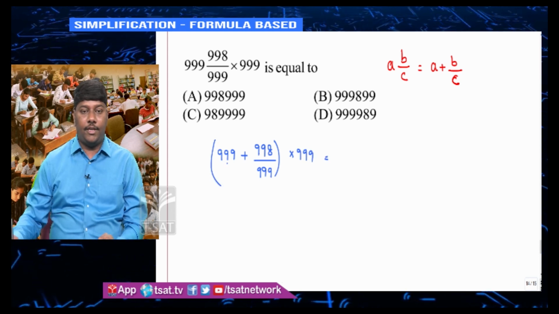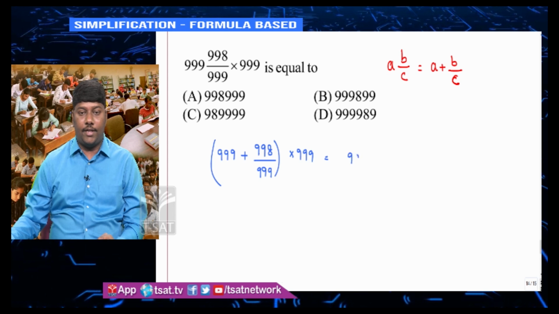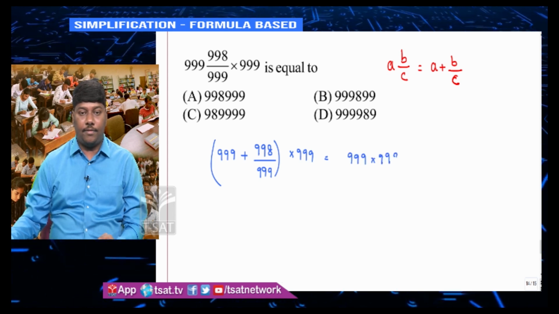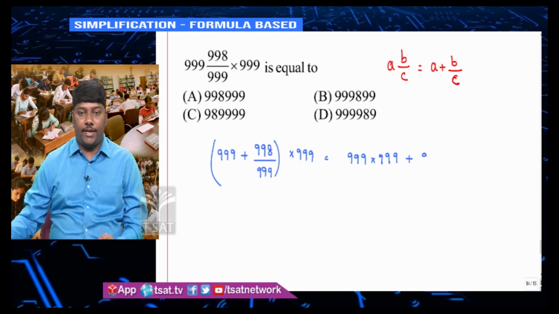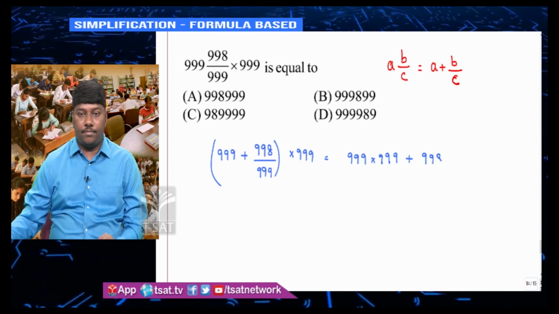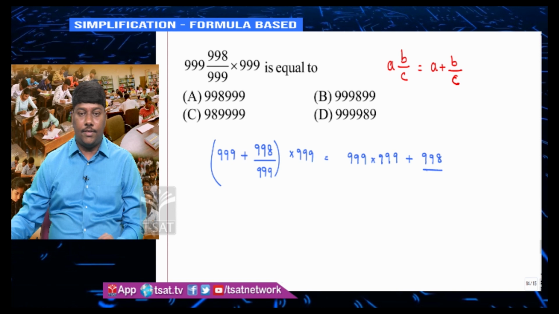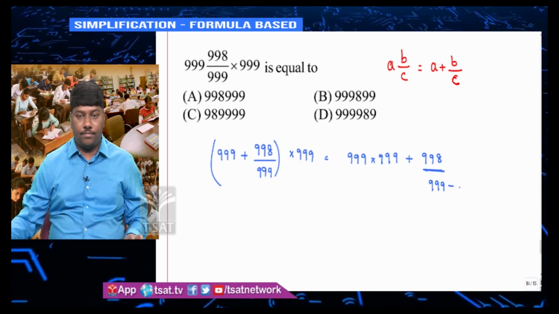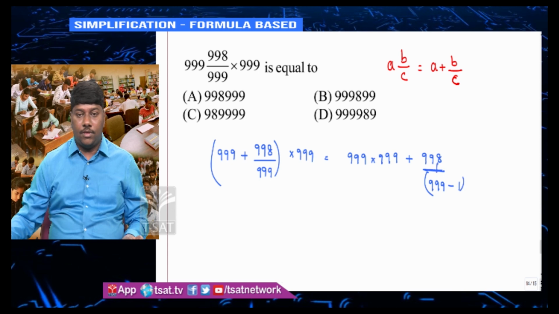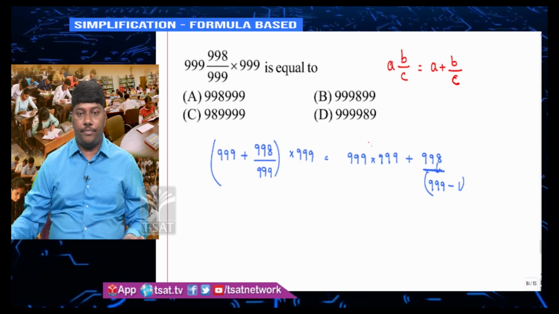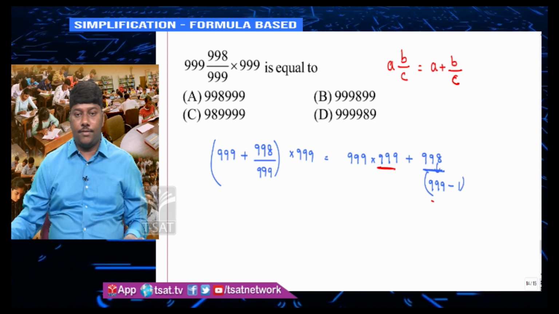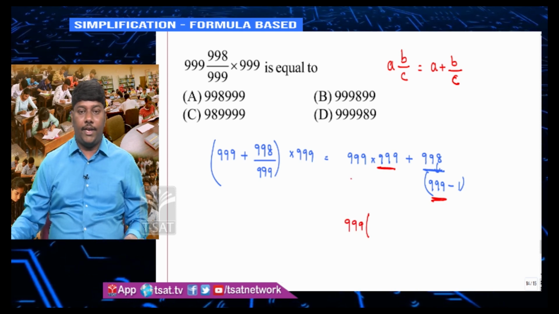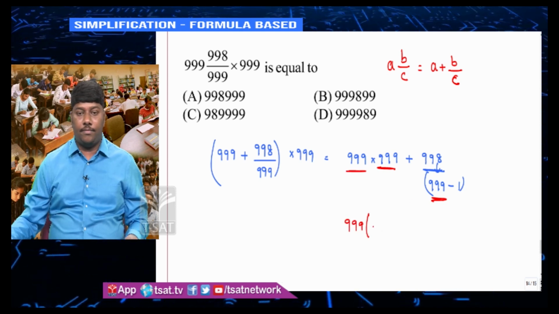So 999 into 999, 999 whole square. It would be 999 into 999 plus 998. Can write it as 999 minus 1, this particular one. Common 999 from this and this. If I common 999, so you are going to get 999 plus 1, that's 1000.